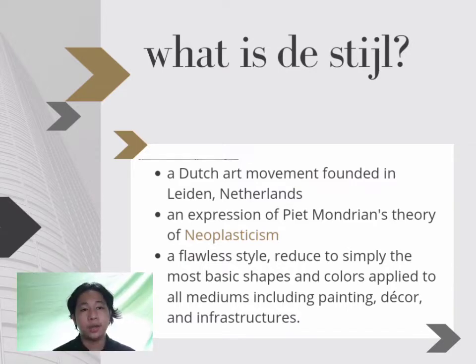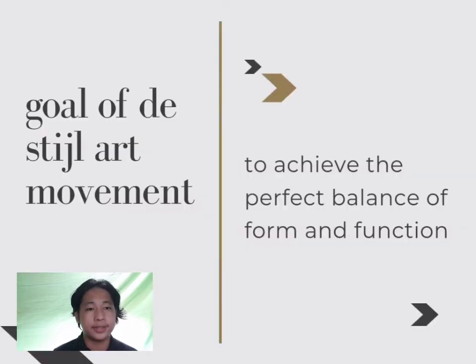De Stijl, or in translation to English, the style. De Stijl is a flawless style, reduced simply to the most basic shapes and colors. It is applied to all mediums including paintings, decor, and infrastructures. It is also a minimalist technique, compromising in its return to form and color's essence.